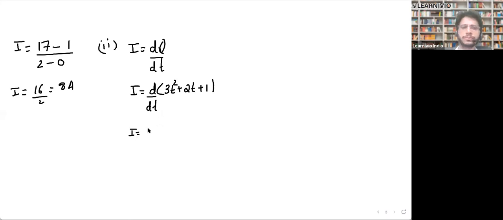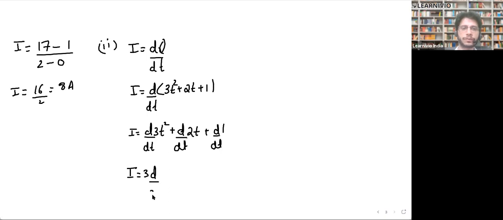You can write all these terms separately. Like this is d over dt of 3t square, plus d over dt of 2t, plus d over dt of 1. Next, what we can do is take this 3 as a constant outside, d over dt of t square. And I can take this 2 outside, it's d over dt of 1 t. Then this is 1 only.